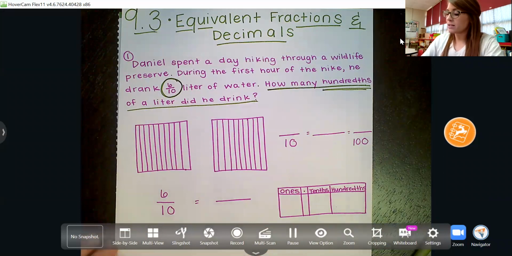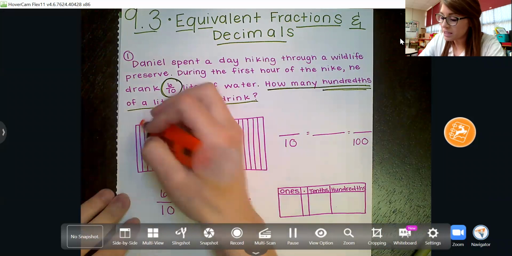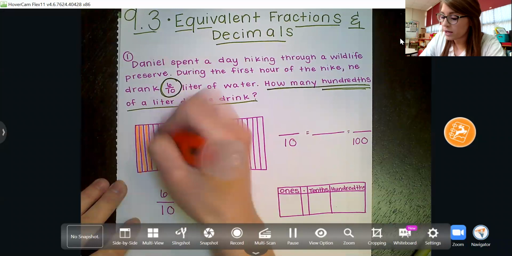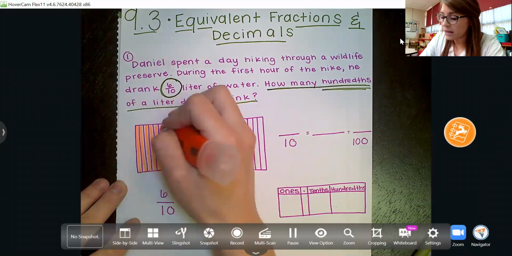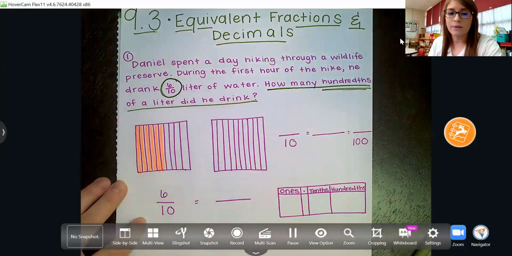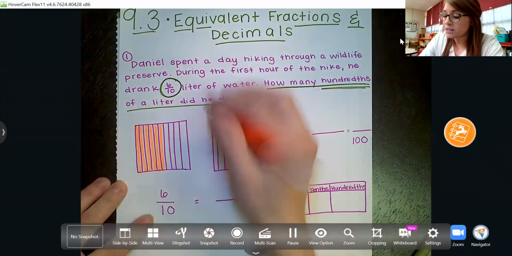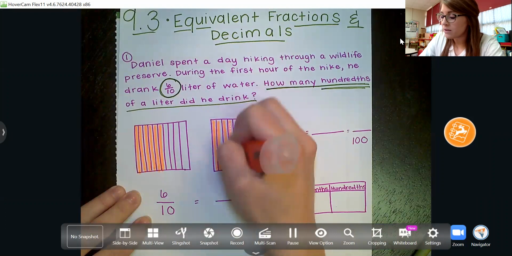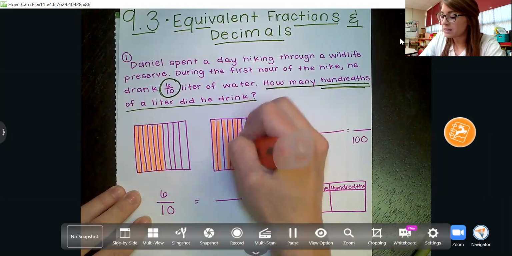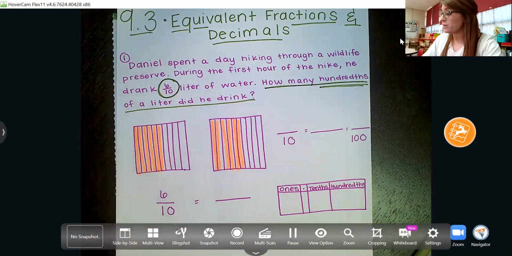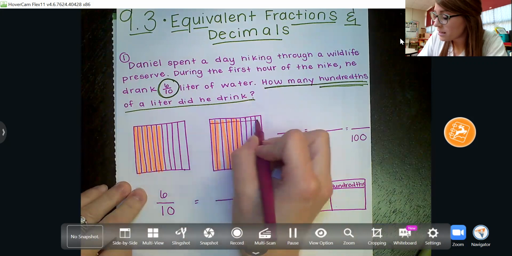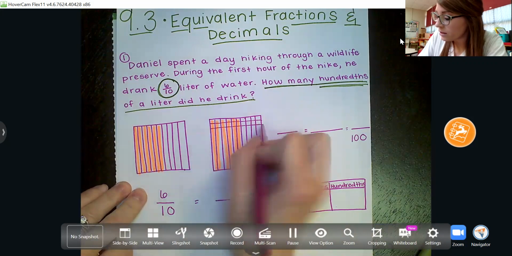So I've got two models here. I'm going to go ahead and shade 6/10 on this model: 1/10, 2/10, 3/10, 4/10, 5/10, and 6/10. Okay. Now I'm going to shade the same amount over here: 1/10, 2/10, 3/10, 4/10, 5/10, and 6/10. But what I'm going to do now is create hundredths over here.